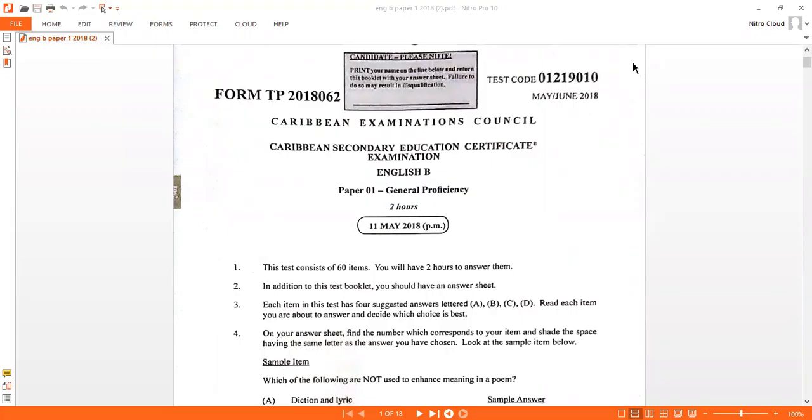Today we are going to focus on the English Literature May June 2018, Paper 1. That is the multiple choice aspect of this exam. For all my students who are having problems maneuvering through the paper, answering the questions, explaining your answers, explaining your thought process, how you got the answer, how you got there, this is the place to be.